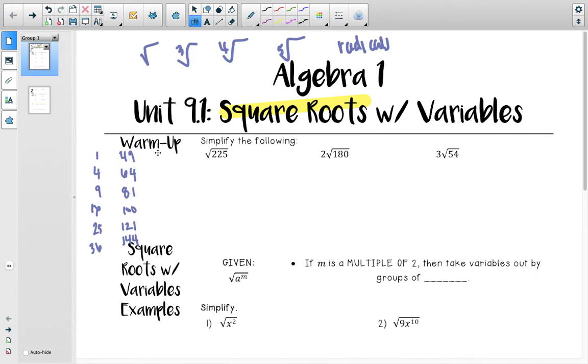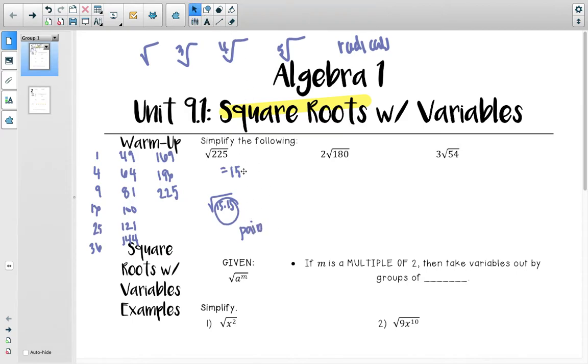There's more. 13 squared is 169, 14 squared is 196, and 15 squared is 225. And I stopped there for a reason, because if I asked you what the square root of 225 is, you would tell me it's 15. And the reason it's 15 is because 15 times 15 is 225, and pairs come out of square roots. So pairs come out. I'm going to rewrite that. So that is the biggest thing you need to remember today. Pairs come out of square roots.